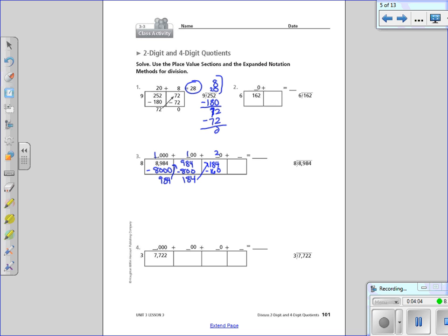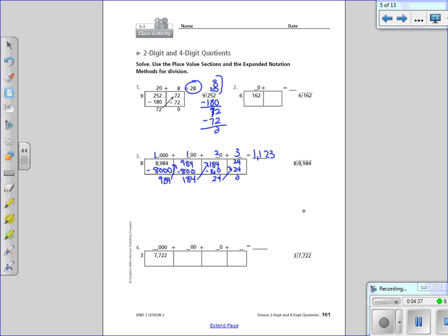Hopefully you're doing this with me in your book. If you're not, you need to make sure you get that done. We're going to subtract, and we get 24. Bring up our 24. 8 goes into 24 3 times. 3 times 8 equals 24. Subtract, get a 0, none left over. Last step would be to add. So we're going to get 1,123. We should get the same thing if we go in the expanded method.